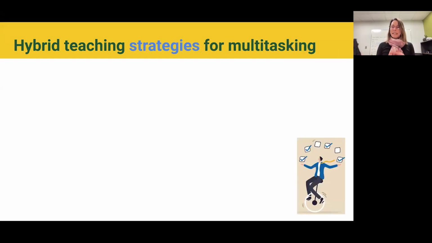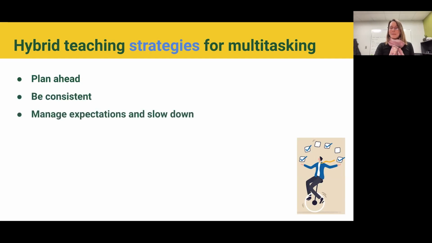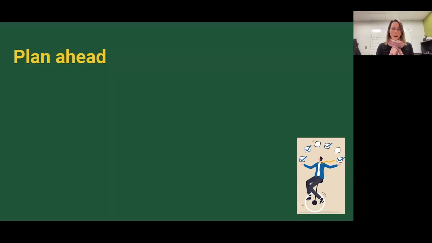So that's the multitasking situation. What are some possible strategies? I put them into 4 categories for us today. Plan ahead, be consistent, manage expectations and slow down, and practice. Let's go one at a time.